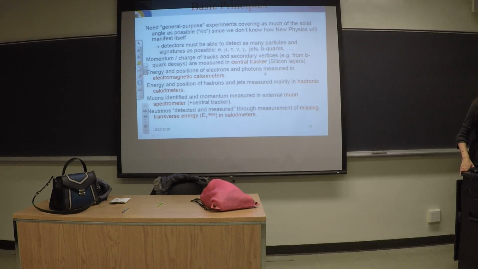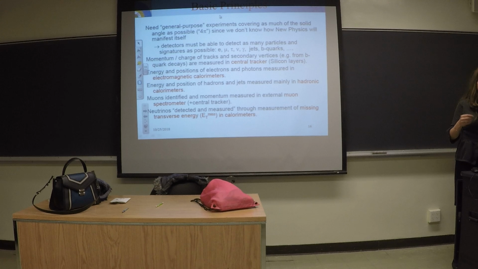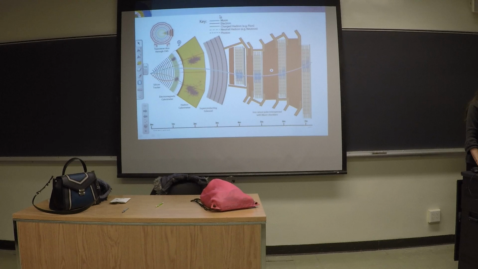And neutrinos, which have, let's say, mass 0, are detected and measured through the measurement of what we call missing transverse energy in the calorimeter. So when there is an energy that is missing, we can do the calculation. Many times you come up with an idea of what process you're going to look for. If this process has a neutrino, you can do the calculation and see what kind of energy spectrum you're expecting, and then you look for it. That will be the transverse energy in the calorimeter.